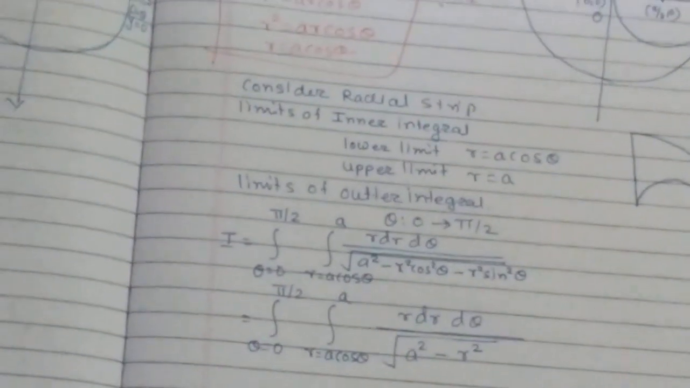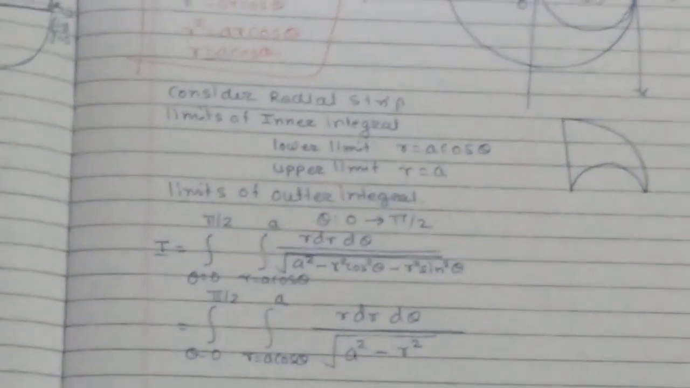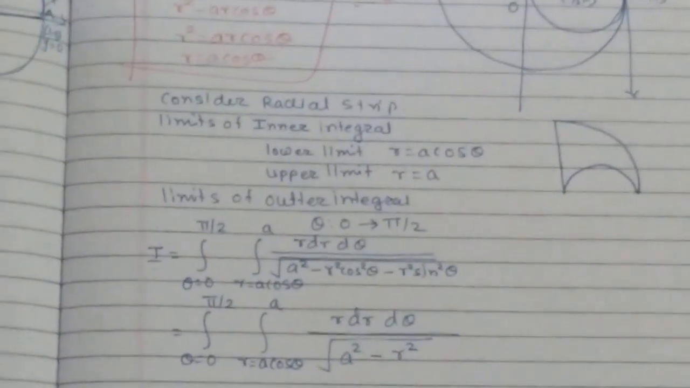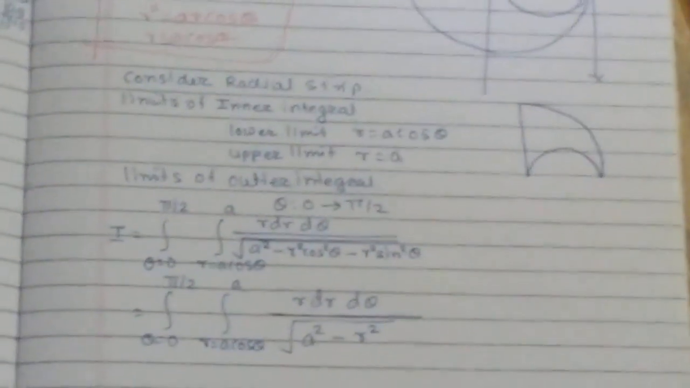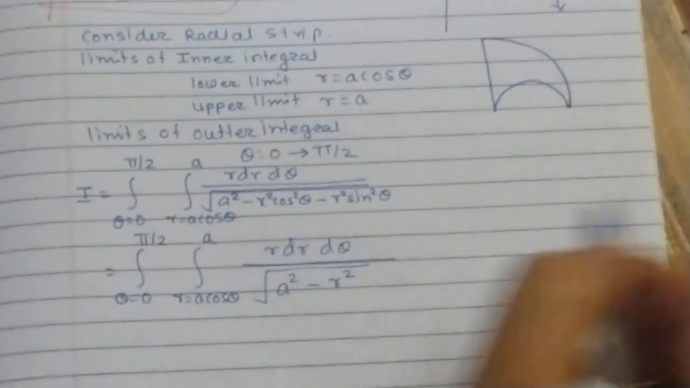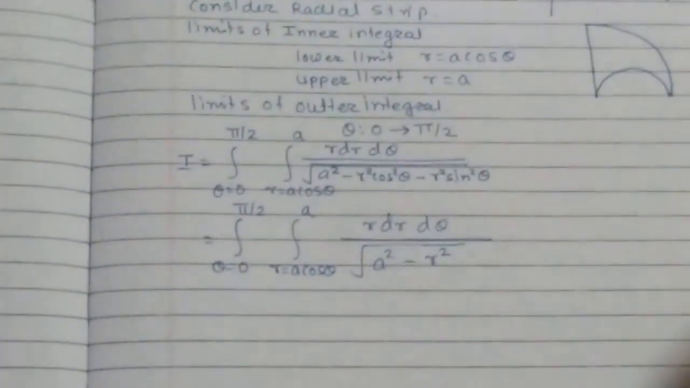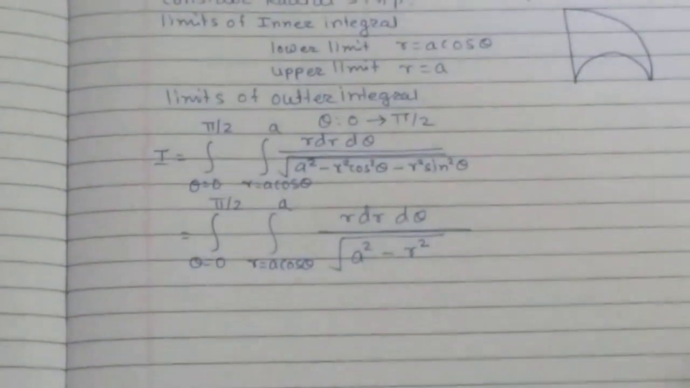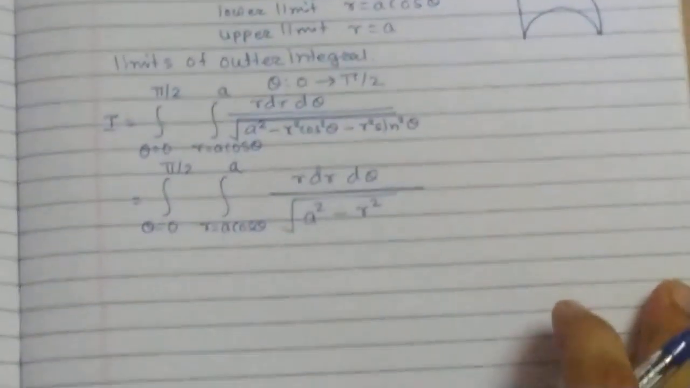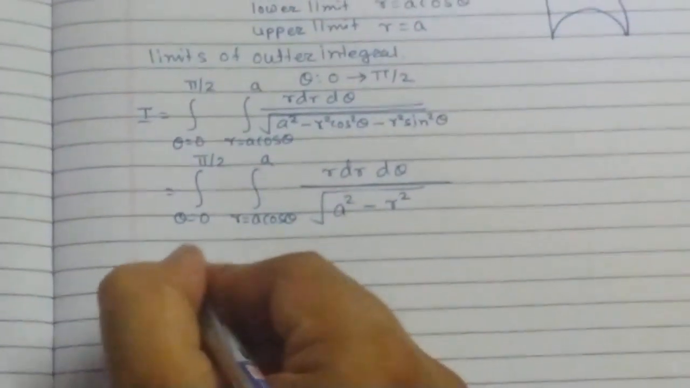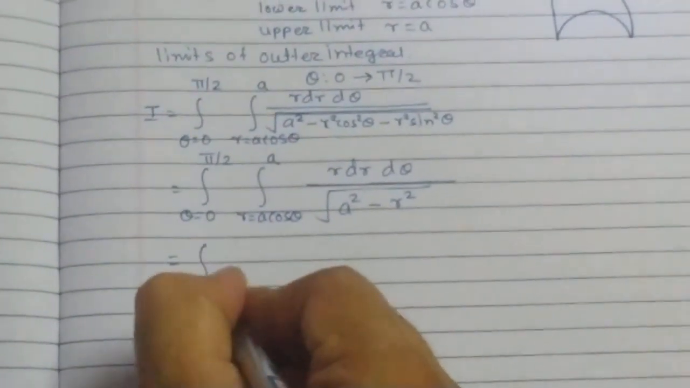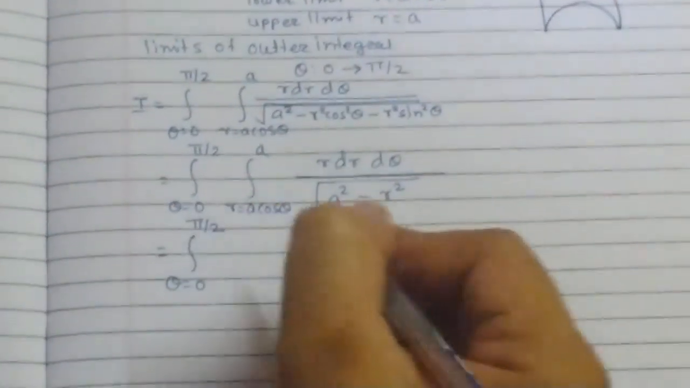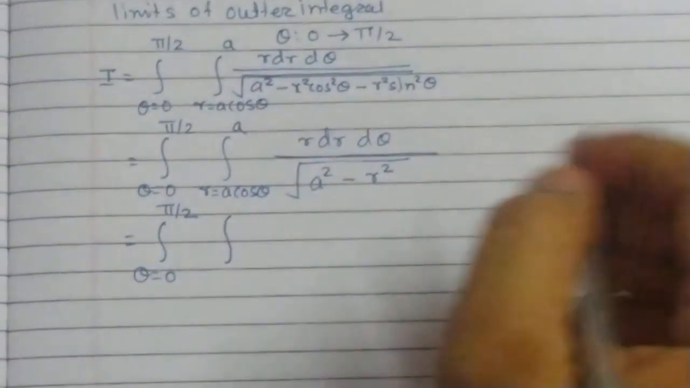Is it clear? Now what will be the integration of this? Integration of r upon square root of a square minus r square. Can you tell me what will be the integration here? Yes or no? The integration is theta is equal to 0 to pi by 2, integration from, okay, we will wait for a moment.